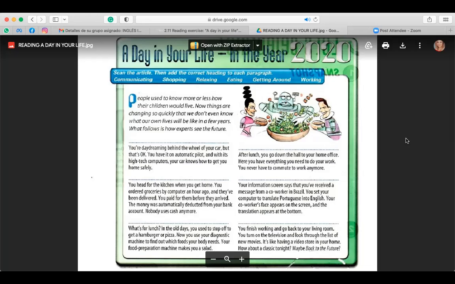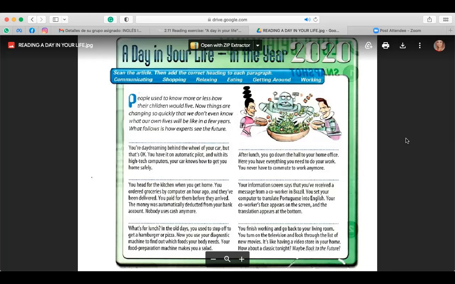Okay, paragraph number one. You're daydreaming behind the wheel of your car, but that's okay. You have it on automatic pilot, and with its high-tech computers, your car knows how to get you home safely. Paragraph two. You head for the kitchen when you get home. You ordered groceries by computer an hour ago, and they've been delivered. You paid for them before they arrived. The money was automatically deducted from your bank account. Nobody uses cash anymore.